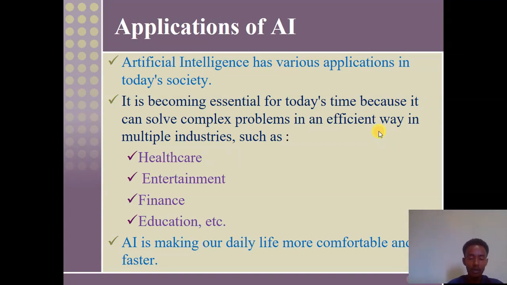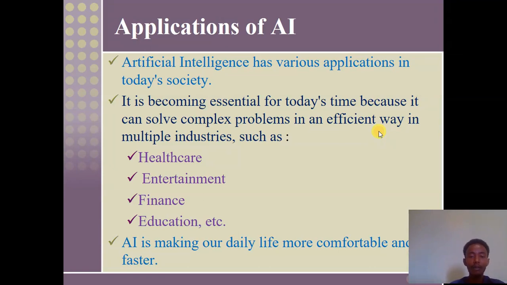The first point is that we're going to focus on the applications of artificial intelligence. There are many fields or application areas where we use artificial intelligence. Artificial intelligence has various applications in today's society. In today's society, there are many sectors and fields where we use artificial intelligence in order to solve the complex problems of daily life.